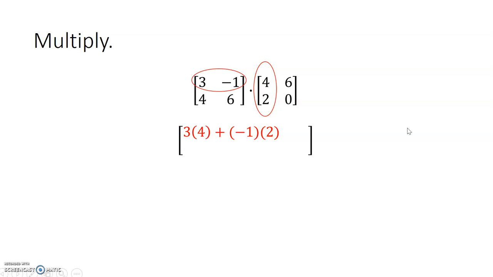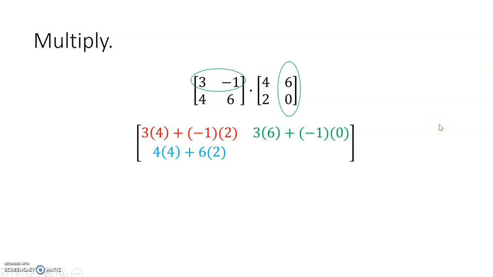It doesn't really matter which spot in the matrix you go to next, but say I go right below. Now I'm in the second row, but this is still the first column. So I'm doing 4 times 4 plus 6 times 2. Then when I go over to the next column, this is the first row, second column, so I'm looking at the top row and the second column: 3 times 6, and then -1 times 0.